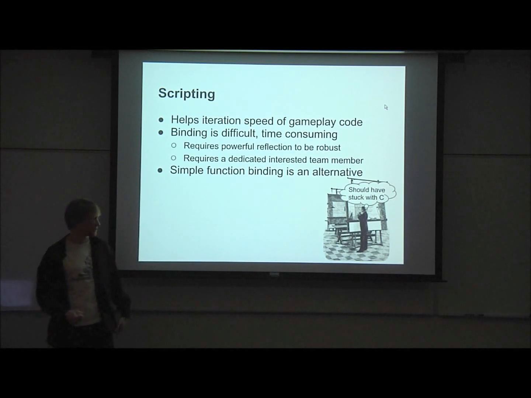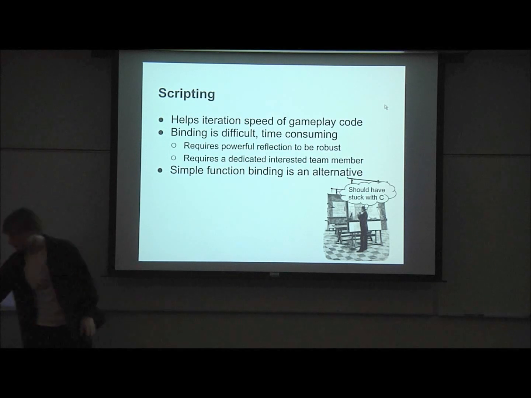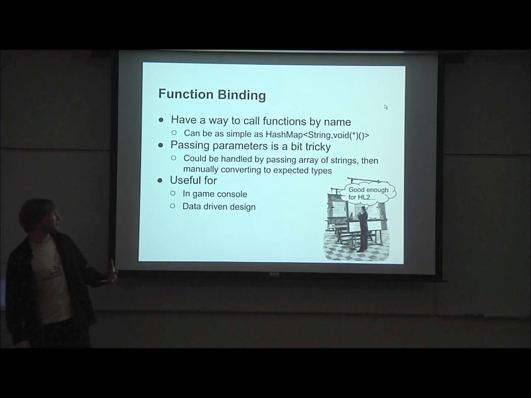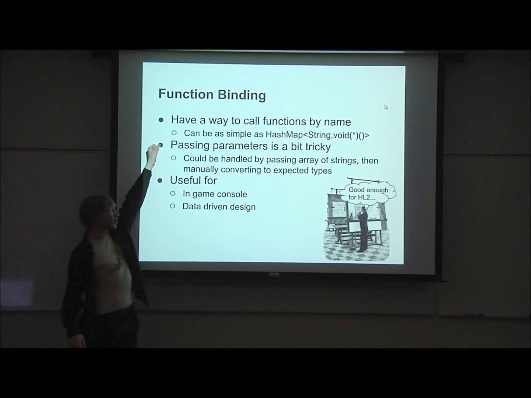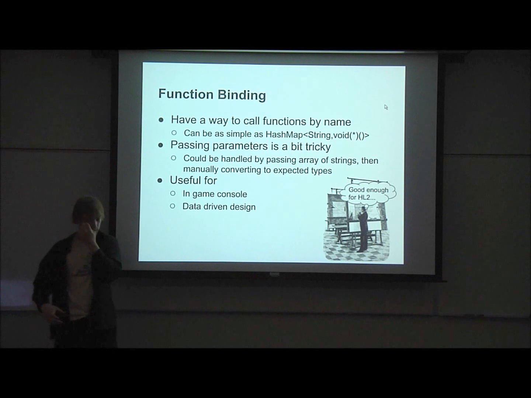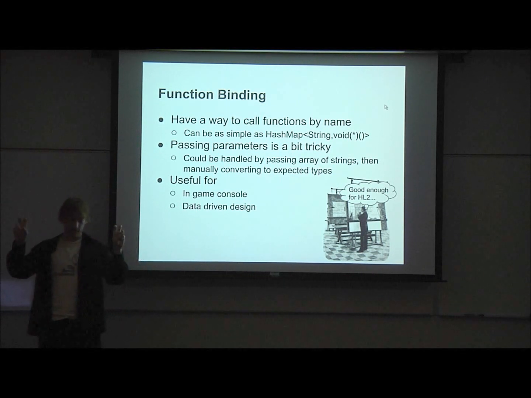Simple function binding is an alternative. If you look in Sean's lecture, in his XML, he was able to have a trigger that said, when this trigger goes in, call this function. And that was in XML. So he had a name of the function. So basically, an easy way to do this would just be to have a global hash map of strings to function pointers. And then when you see that string in XML, you find the function with that name and you call it.